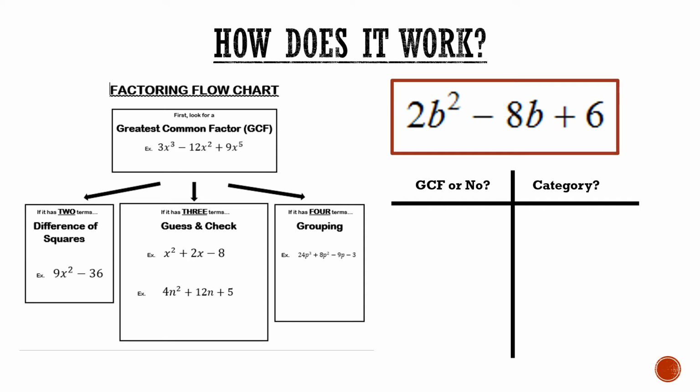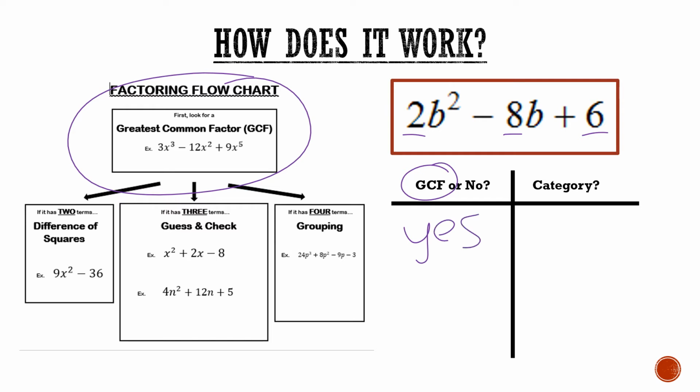So I'm taking a look here at 2b squared minus 8b plus 6. I notice that they don't all have b's, so they don't have that in common. Remember, I'm always going to check for that greatest common factor first. But if I look at the 2, the 8, and the 6, I see that they're all even, so I know that they at least have 2 in common. So yes, I would use that GCF method on that problem.